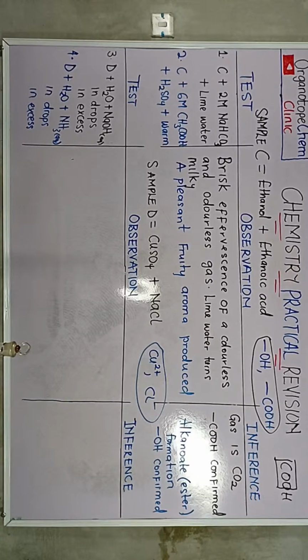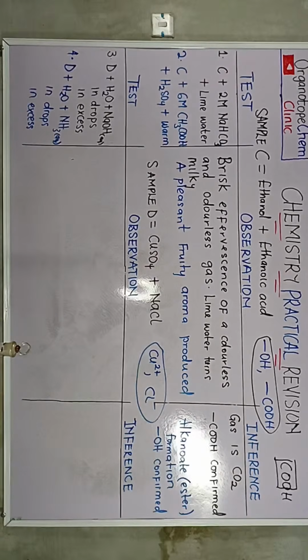All right. Since COOH has been confirmed, and the OH has been confirmed, then we can proceed to the next one. So we are done with sample C. Can you see that the exam you're going to write is actually very simple? But one thing about the exam is that during the marking exercise, you need to follow the right procedure. You need to write the accurate observation and test.